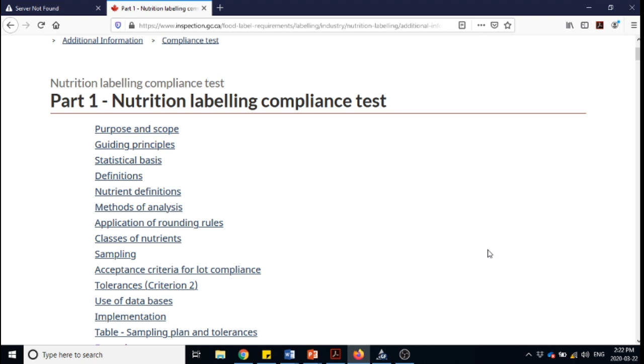Now, I'm working directly from the Canadian Food Inspection Agency website, and I do recommend taking the time to refer directly to this website because information from the government changes frequently. But let's walk through some of the content when it comes to identifying: is my label compliant or not? And how does the government evaluate compliance on these labels?